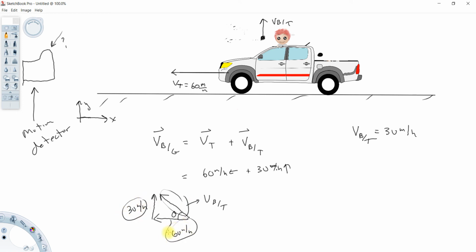So this is meant to be just kind of an introductory video into the idea of relative velocity. I'll make more that are a bit more detailed. So I hope that this kind of gives you a sense for this.